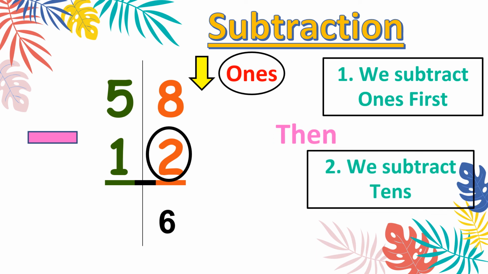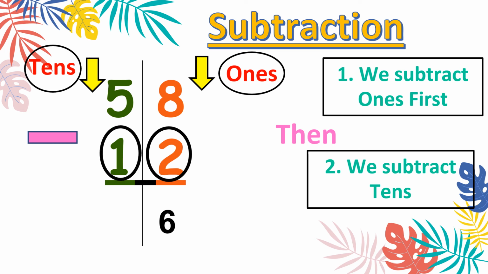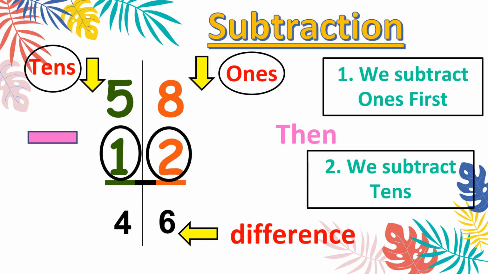Then we subtract tens. Where's tens here? 5. Okay, where is the smallest number? Circle the smallest number, 1. Let's count after 1 to stop at 5. After 1, 2, 3, 4, 5. How many fingers do you have now? 4. So the difference here is 46.